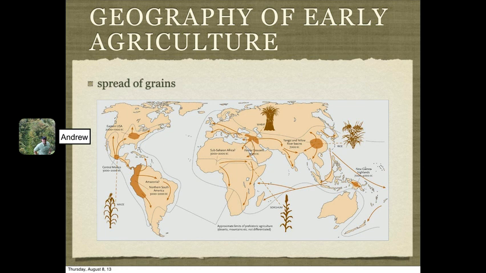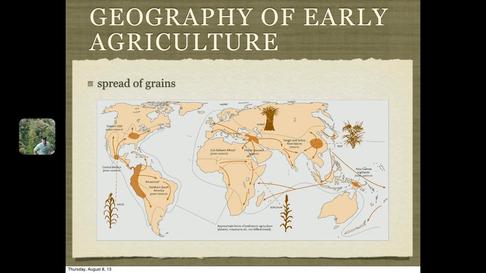Geography of early agriculture. Make sure to read the section on this because I'm going to leave a little bit of it out. But this is one of the interesting things because it sets the stage for when we get to the 1500s and globalization and why some parts of the world are different. But you can see that you have different agricultural centers here.